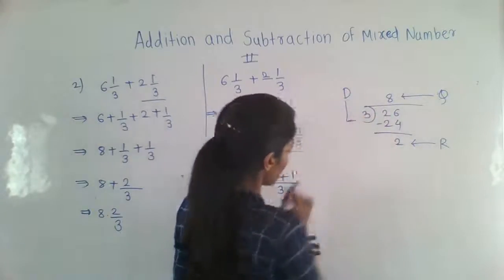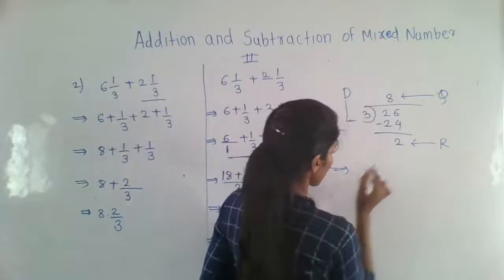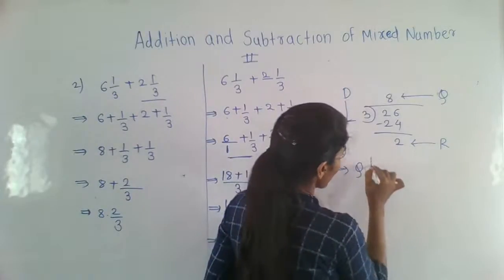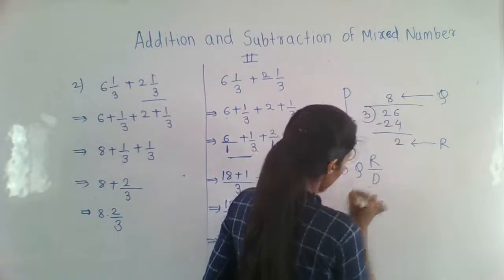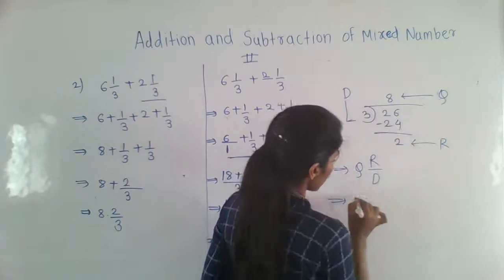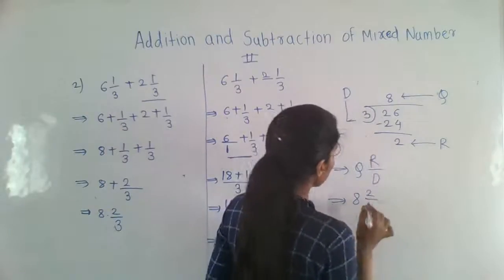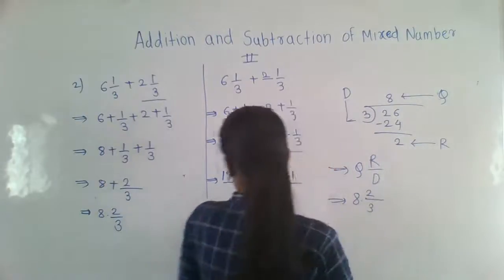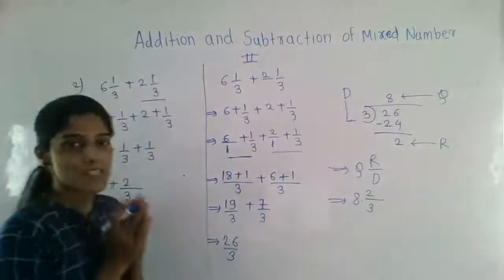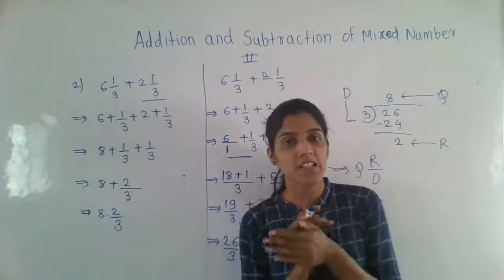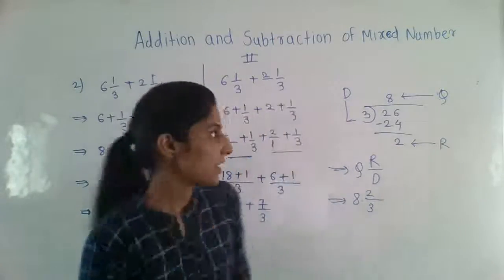Now, what is the formula for conversion to a mixed number? That is Q R by D. Put the values: Q is 8, the value of R is 2, and the value of D is 3. So 8 and 2 by 3. Now you can see both methods give the same answer. Therefore, you can use any method.